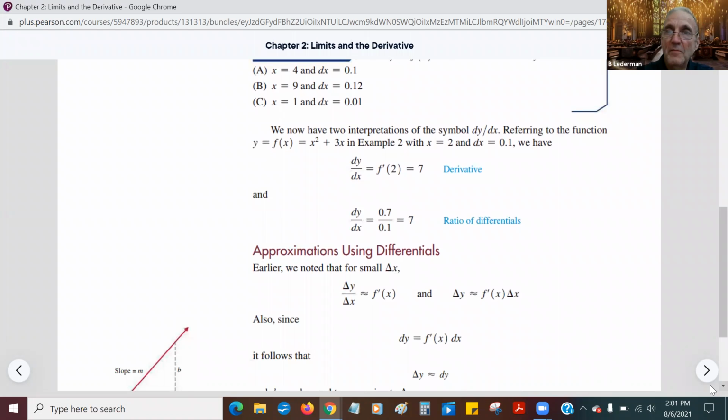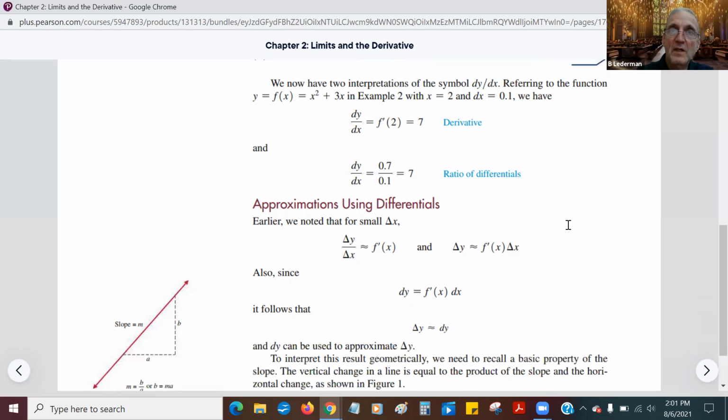So when we have the symbol dy dx, we can look at it as a derivative, f prime, and just put in f prime of 2, and we get 7 in this example, x squared plus 3x. Or with differentials, we can look at it as a ratio of the differentials, and we get 0.7 divided by 0.1, which is also 7.